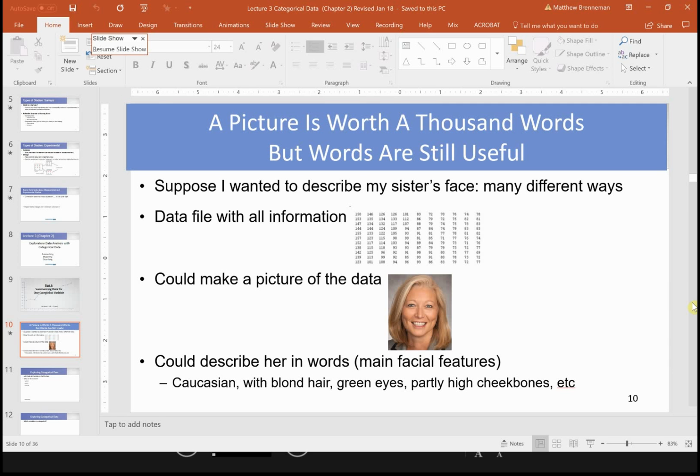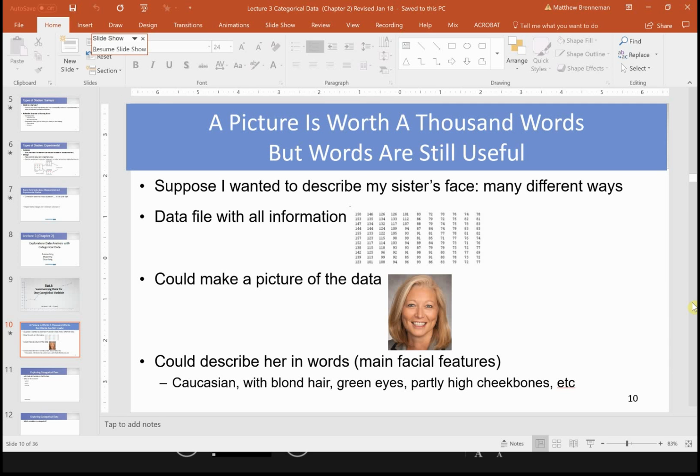But I might not have the picture available, or I might just want to describe it in words, right? So what do I do? Well, I'm going to take the main features of this plot and describe it. Maybe their skin color, hair color, eye color, etc. Okay.